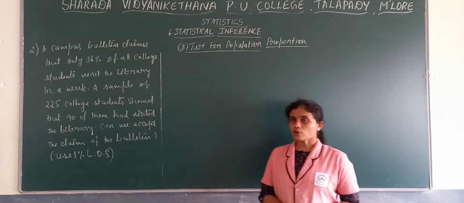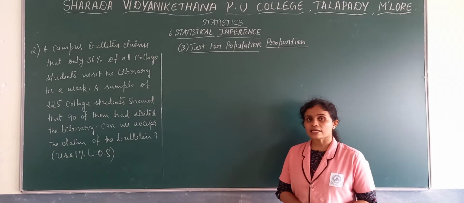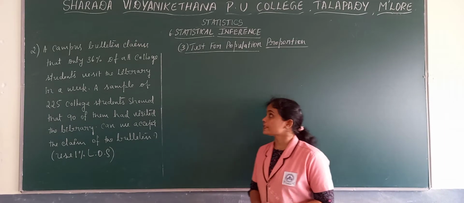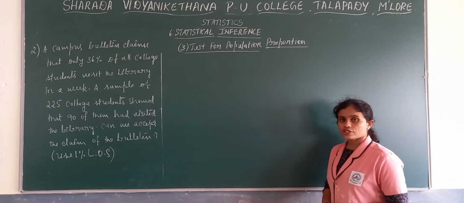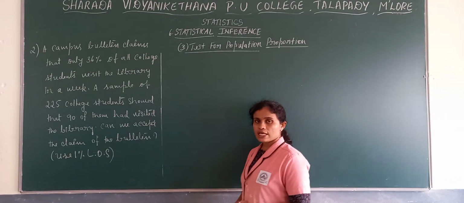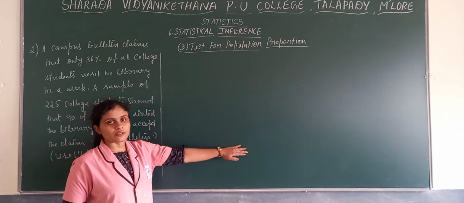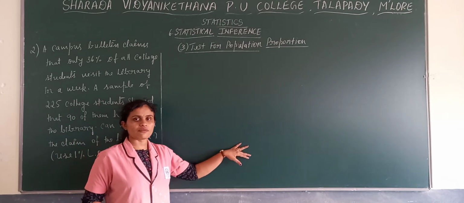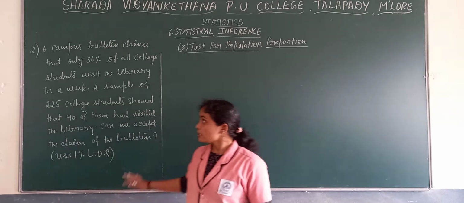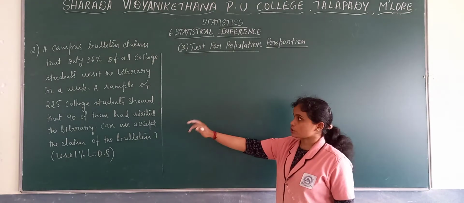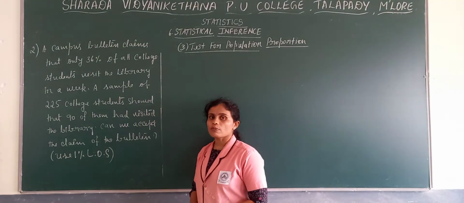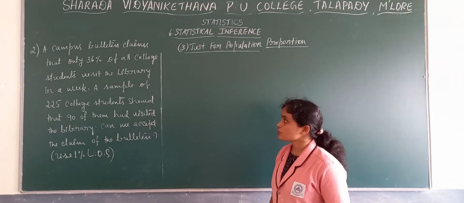We are discussing statistical inference, in that the large sample test, third application, that is the test for population proportion. Yesterday we saw the different steps to complete that test, and we also saw one problem under test for population proportion. Now today we will see two more problems under test for population proportion.